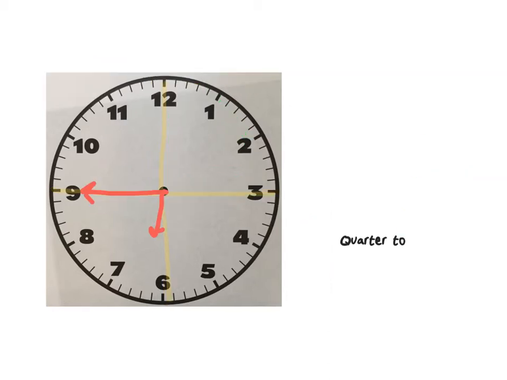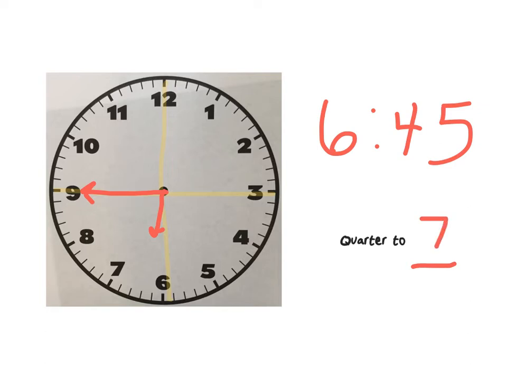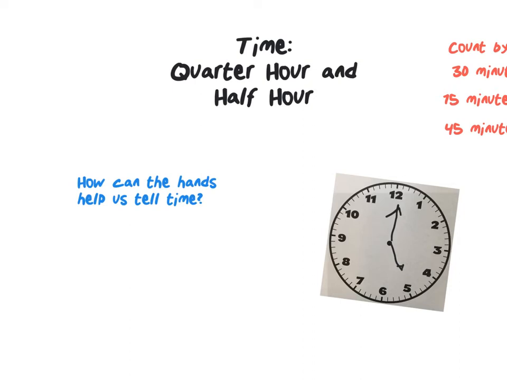What time is this clock showing? If you're thinking 6:45, you are correct. But we can also say that it is quarter to 7. Why is that? Well, we can see that this minute hand has a quarter of the way to go around the circle until the next hour. If the current hour is 6:45, then it's going to be going to 7 for the next hour. So it's a quarter until 7 o'clock or a quarter to 7. We will continue to practice half past, quarter to, and quarter after times.